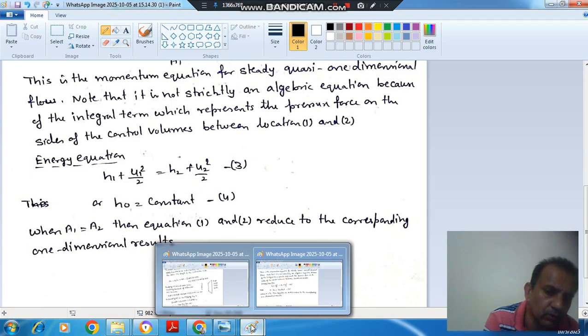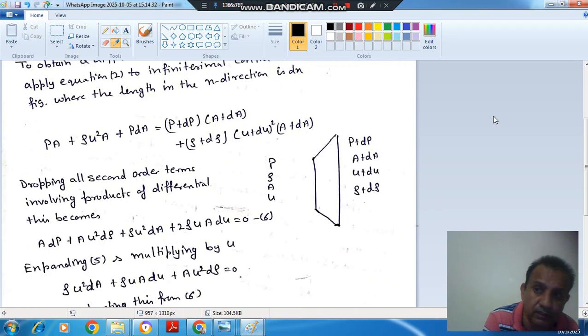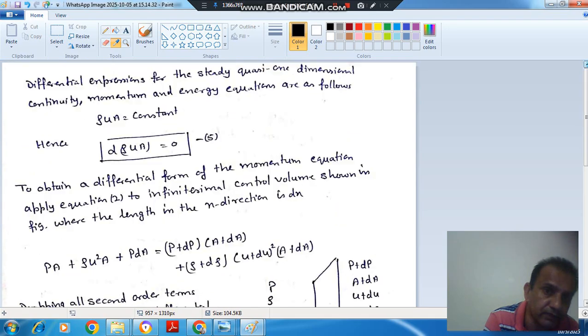Okay. So now we'll deal with the differential form of the equations also. Now to derive the differential forms of these equations, first of all we'll take rho UA as constant. That is your mass flow rate at any location. Okay, because of steady flow, this is constant. So if we differentiate it, then d(rho UA) is equal to 0. So this is equation number 5 in differential form. We can differentiate it by using the product rule also. Okay, so we'll do it later.